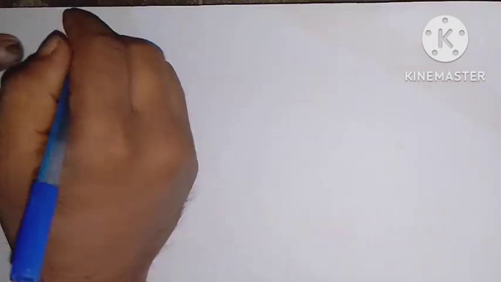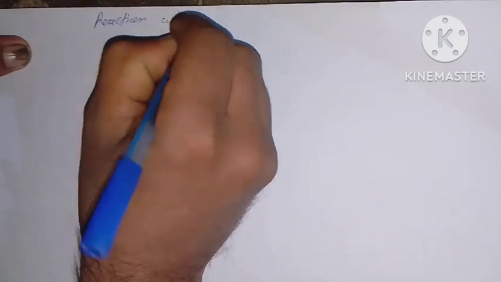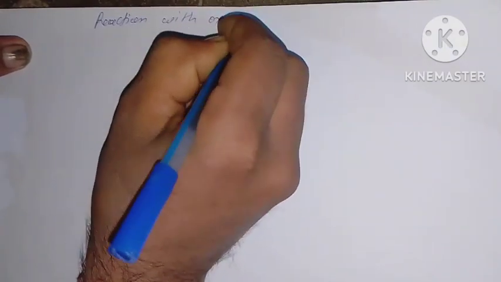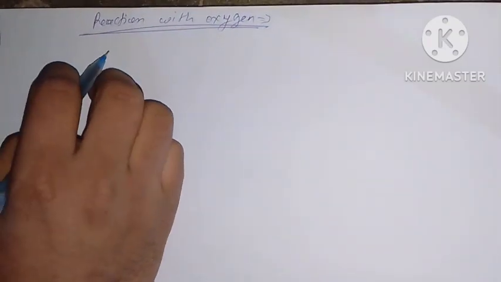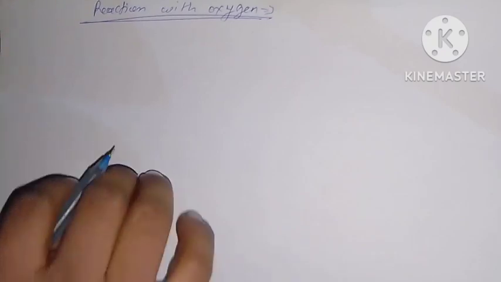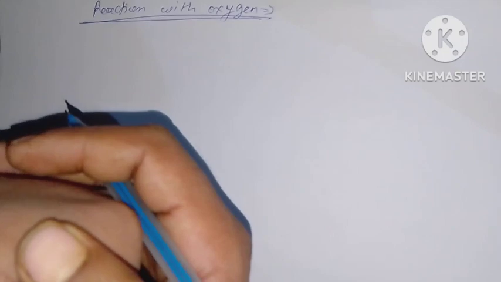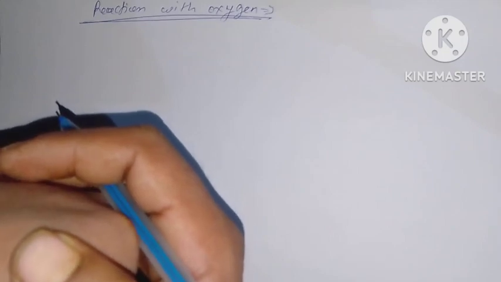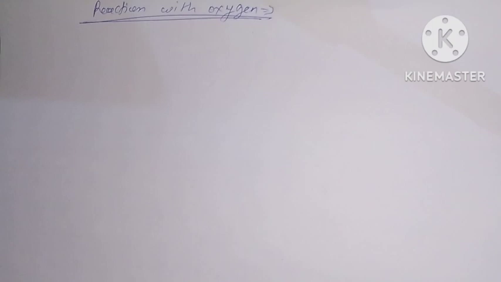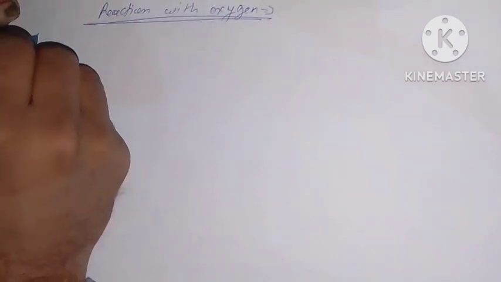Next is reaction with oxygen. Alkali metals when heated with oxygen form different types of oxides which depend upon the nature of the metal. Okay?